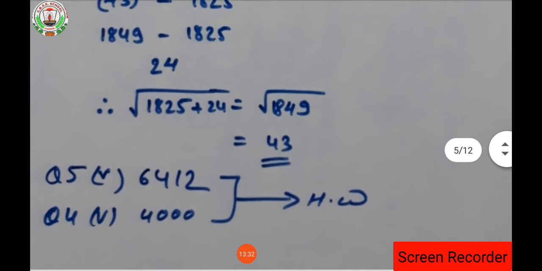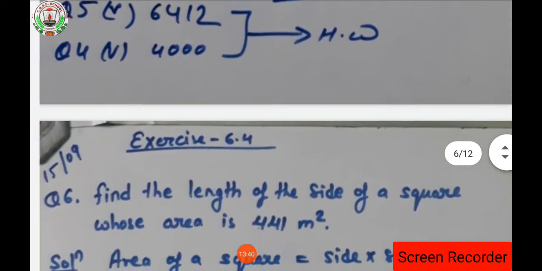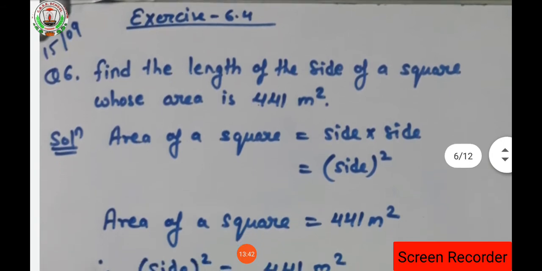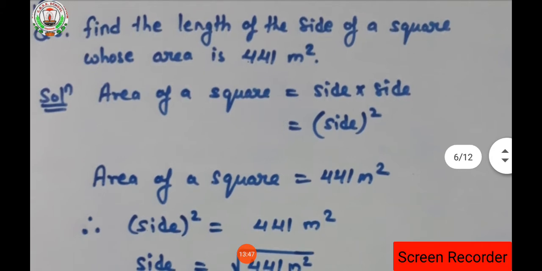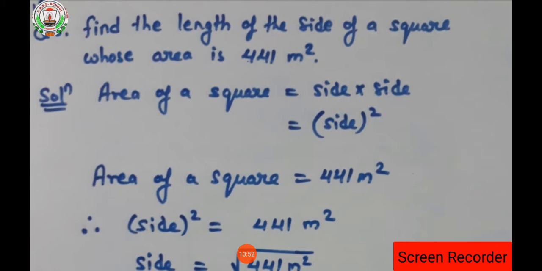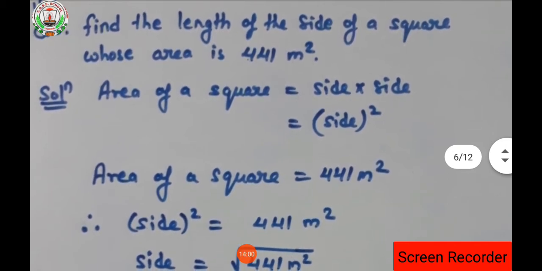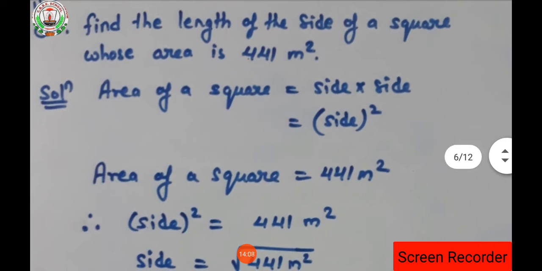So question number 4, fifth part, and question number 5, fifth part, both are your homework. Clear? Now look, question number 6. Question number 6 says: find the length of the side of a square whose area is 441 square meters. Here the area is given, and what is the formula for the area of a square? That is side into side, that is side square, or in place of side we can write a into a, that is a square. Both are the same. So here we have to find the length of the side of the square.